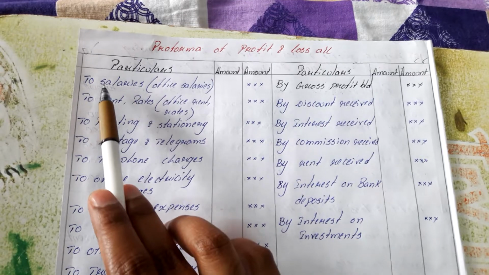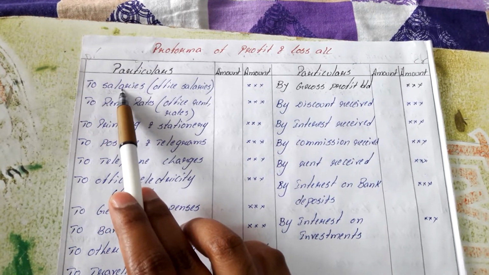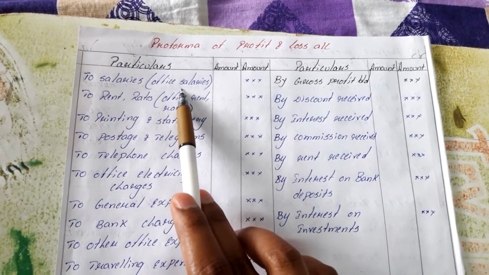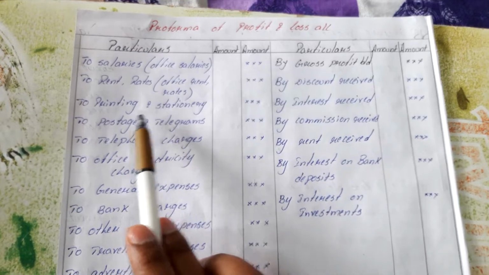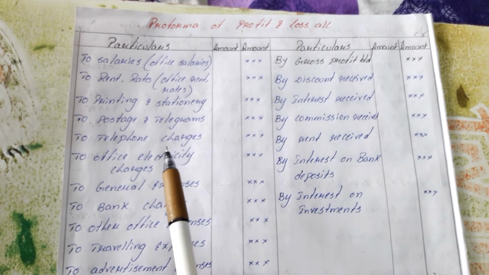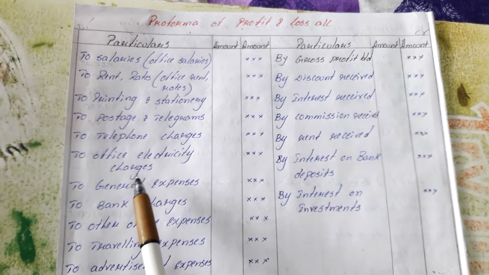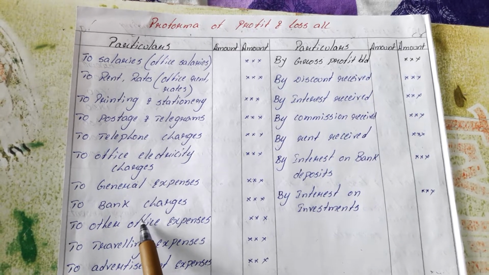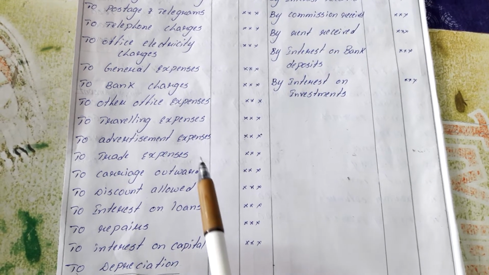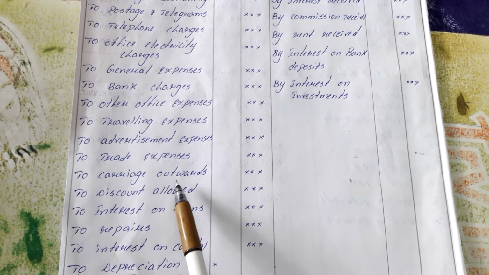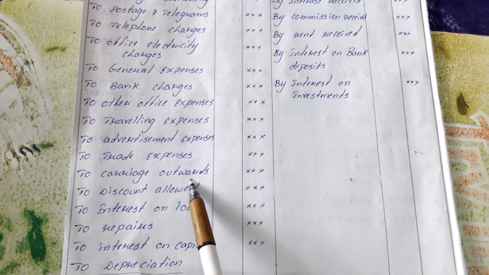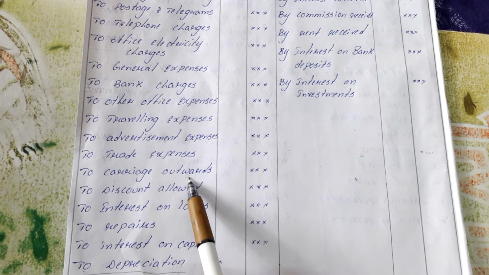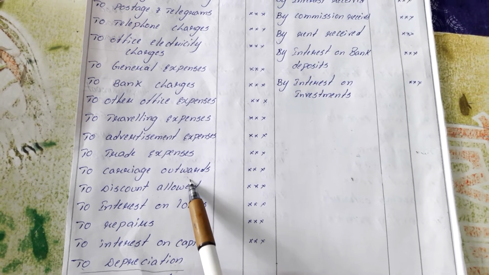After that, first we write to salary, which relates to office salaries. Next, rent and rates, which can be office rent or rates, printing and stationery, postage and telegram, telephone charges, office electric charges, general expenses, bank charges, other office expenses, traveling expenses, advertisement expenses, trade expenses, carriage outward, discount. Here you can see the difference between carriage outward and carriage inward. Carriage inward comes in the trading account, carriage outward comes in the profit and loss account.